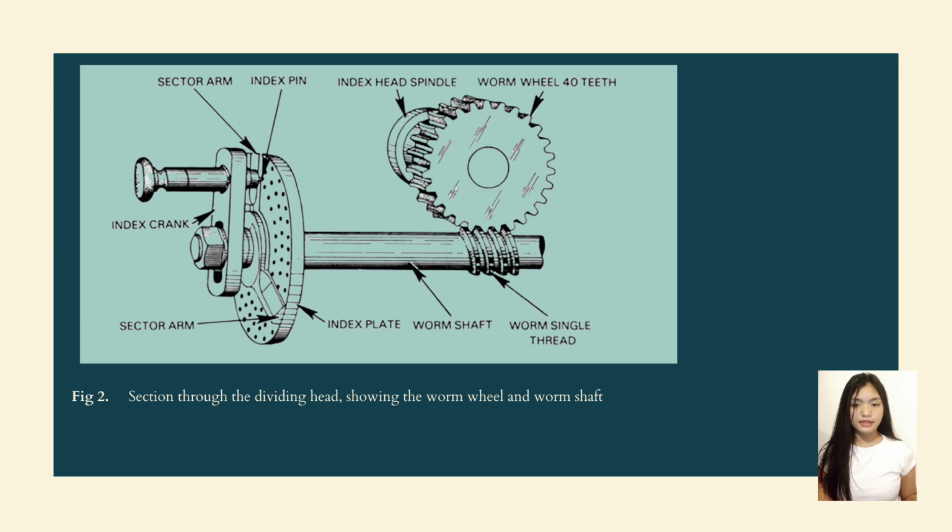Index head spindle. The main spindle that holds the workpiece. Worm wheel, 40 teeth. The gear that meshes with the worm shaft. Worm shaft. The shaft with a single thread that drives the worm wheel.